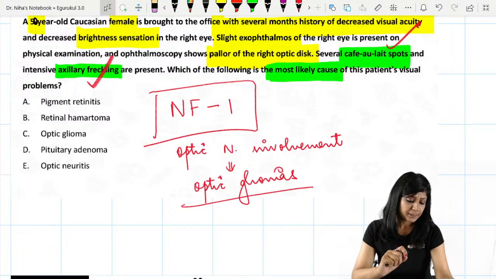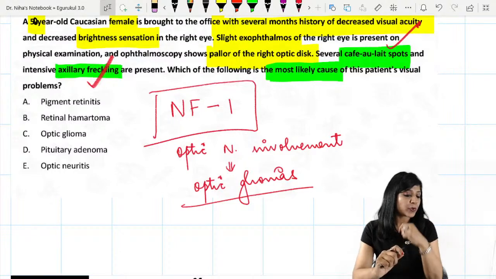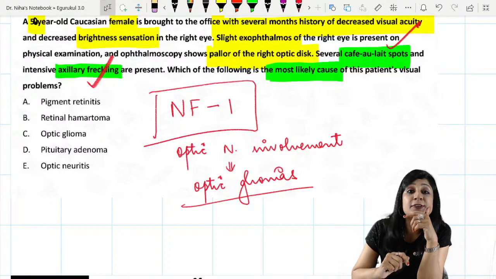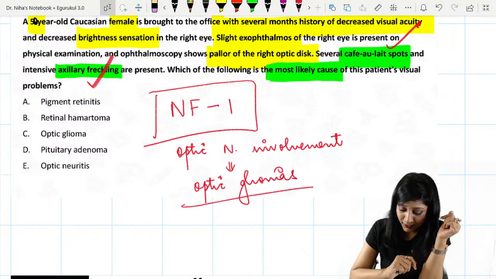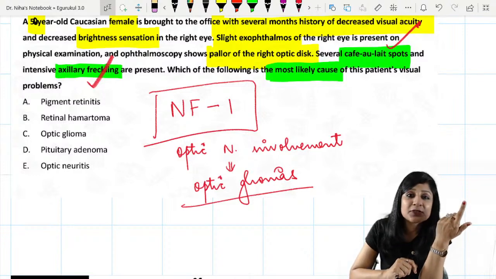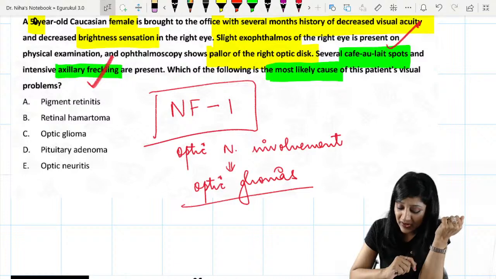Exactly. I will show you the other nodules also. Don't worry, Shreya. I will show you the other nodules also. Obviously, because this question is related to nodules, that is why I showed you that also.